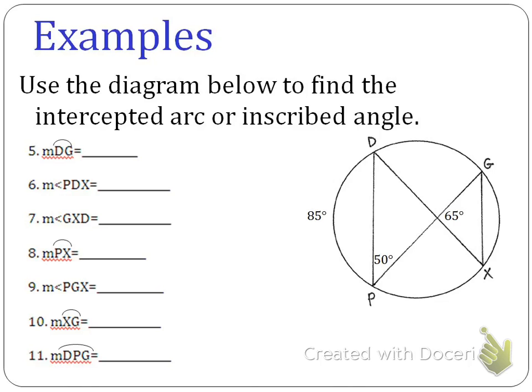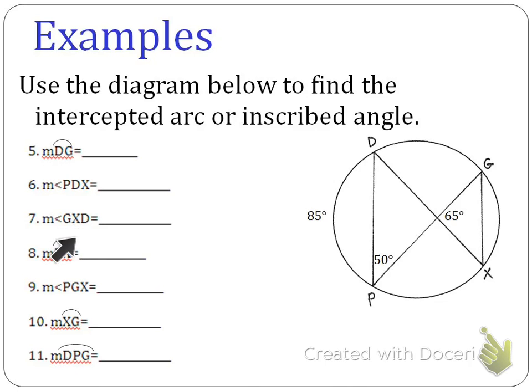So in this next example, we'll see how we can connect everything. We've got a measure of arc DP being 85. Measure of angle DPG is 50 degrees. Measure, we don't have a central intersection labeled, so be sure you put 65 degrees in its appropriate spot.